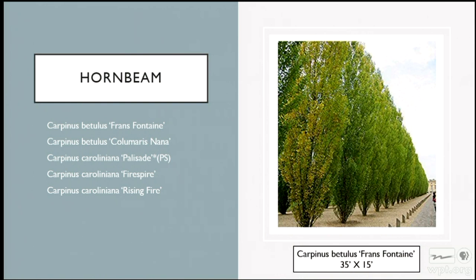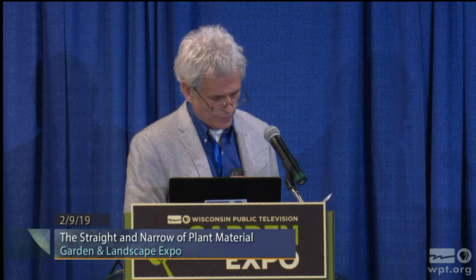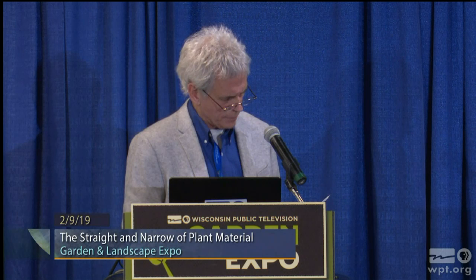Hornbeam, another great plant. Carpinus, there's a Franz Fontaine, the Columnaris nana, the Palisade, the Fire Spire, and the Rising Fire. The common name's hornbeam. Some of them do have a slight resistance to black walnut, to the juglans, so that could be a decent thing. The Palisade is one specifically that you cannot have salt anywhere near. It'll just eat that plant up.